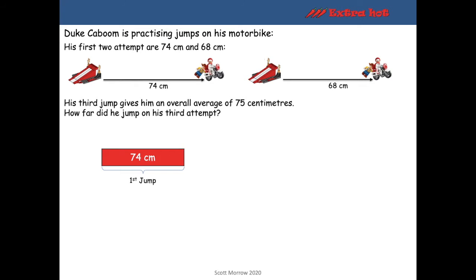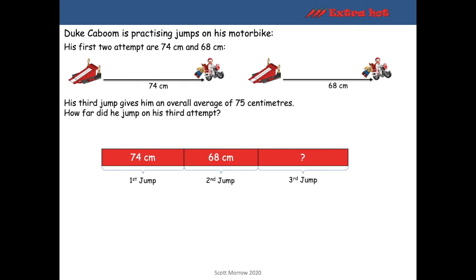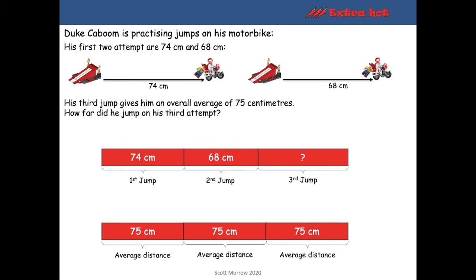So far we know we've got a first jump of 74 centimetres, a second jump of 68 centimetres, but we don't know how far that third jump was. What we do know is that the average of his three jumps was 75 centimetres. So we can put out three lots of 75, which means we can total the distance jumped altogether so far. So we've got 75 plus 75 plus 75 gives us a total distance of 225 centimetres.